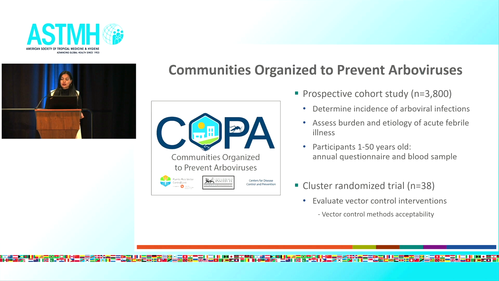COPA is a prospective cohort. We seek to determine the incidence of arboviral infections and assess the burden and etiology of acute febrile illness. About 3,800 participants, ages 1 to 50, are followed every year. They answer a standardized questionnaire and provide a blood sample for arboviral testing. Participants are residents of 38 distinct clusters, so we had a cluster randomized trial design. We have assessed and we continue to assess vector control methods' acceptability before the implementation.